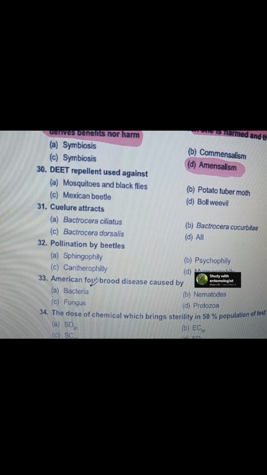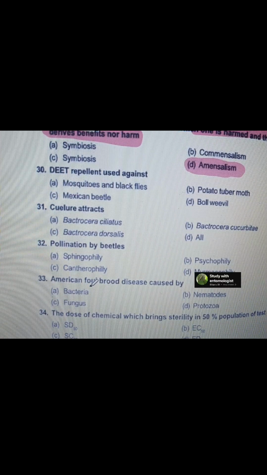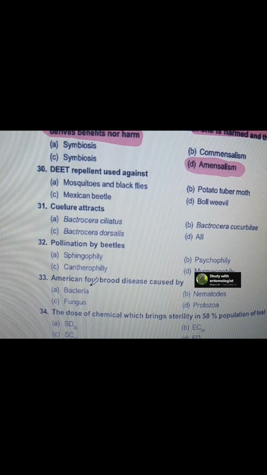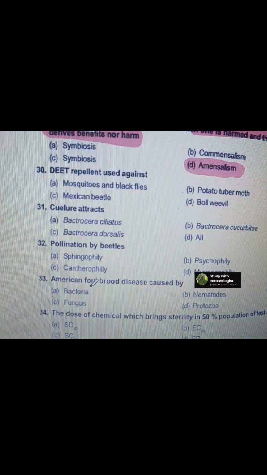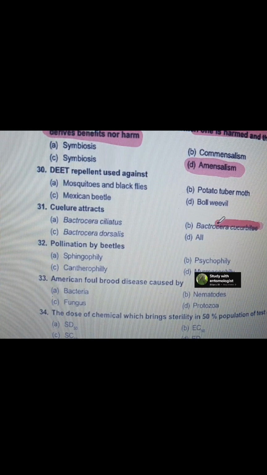So today we will continue the second part of the NET Entomology paper 2023. Yesterday we had done up to question 30. So from the 31st, the question is cue-lure or attract. So it attracts, the answer is Bactrocera cucurbitae.